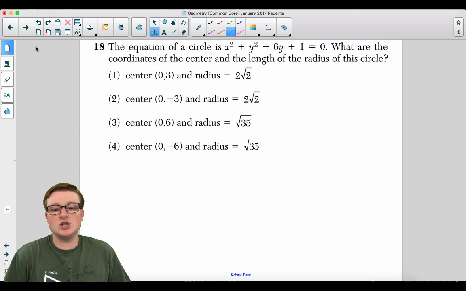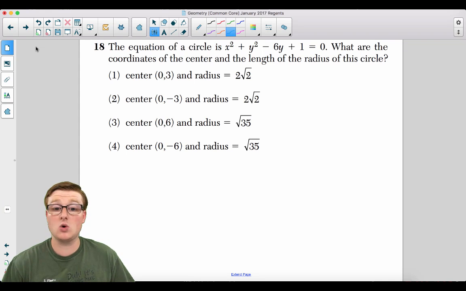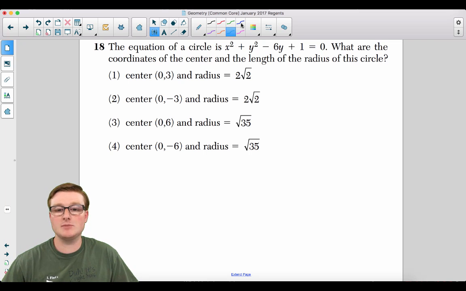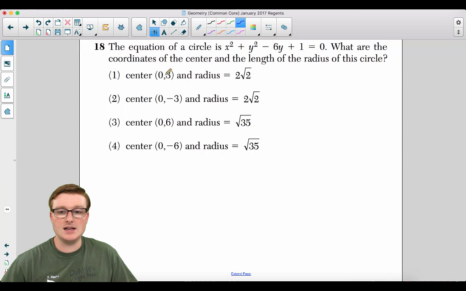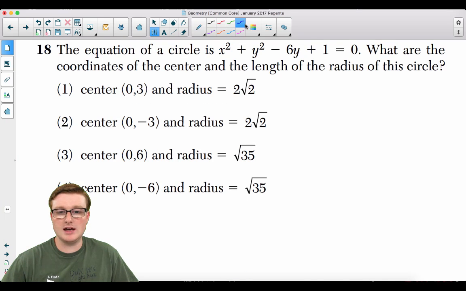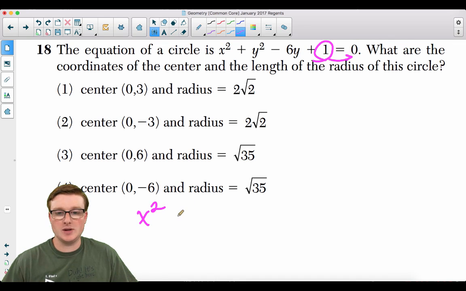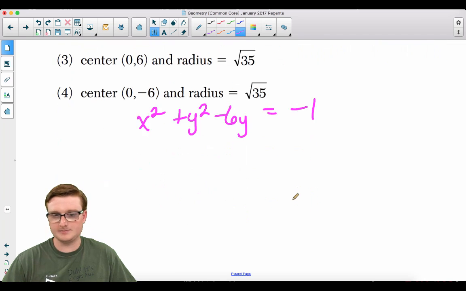Question 18. The equation of the circle is x squared plus y squared minus 6y plus 1 equals 0. What are the coordinates of the center and the length of the radius of the circle? So we need to use completing the square. And in completing the square, we keep your letters on one side, numbers on the other side. So we are going to move this 1 over. So we get x squared plus y squared minus 6y is equal to negative 1.